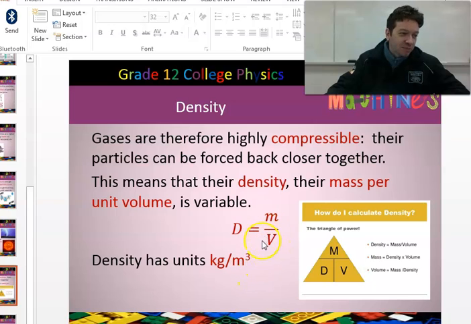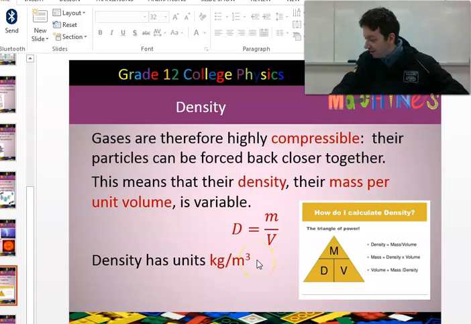But sometimes we measure volumes in things like liters or milliliters, and 1 cubic centimeter would be the same as 1 milliliter. 1 cubic meter is the same as 1,000 liters. So if you want to use a conversion for that, that's fine. That's actually on your handout.